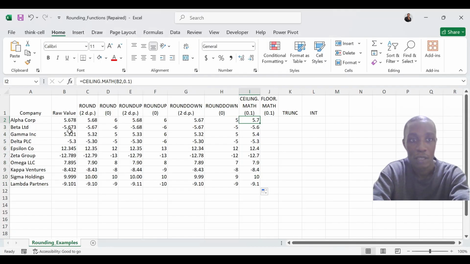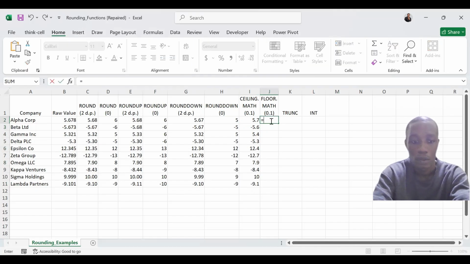Now for this 5.6, you can see that for the negative, it is trying to bring us closer to 0, so we have a 5.6 for the negative. The negative brings us closer to 0 and the positive takes us further from 0. That's one thing about this ceiling function. You can see the negative now brings us closer to 0, and the positives take us further from 0, as we can see in each of these.